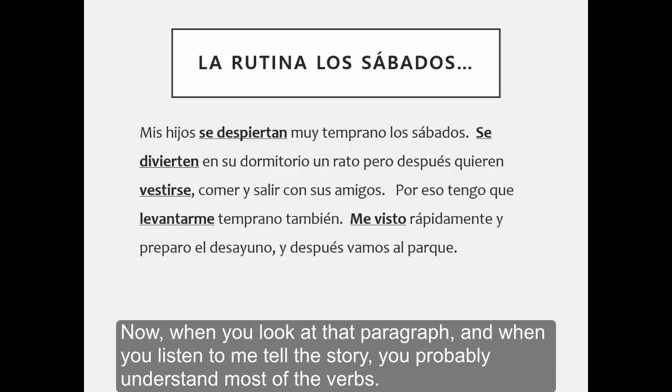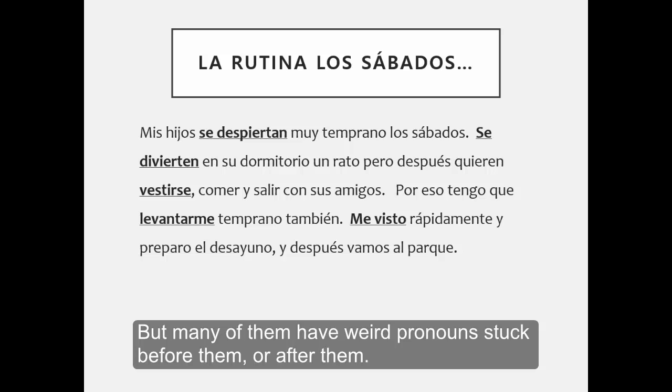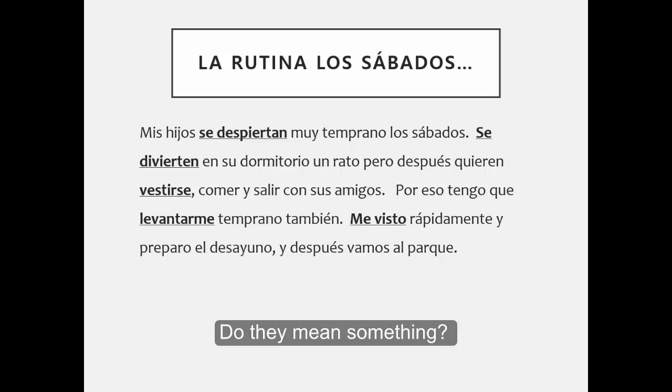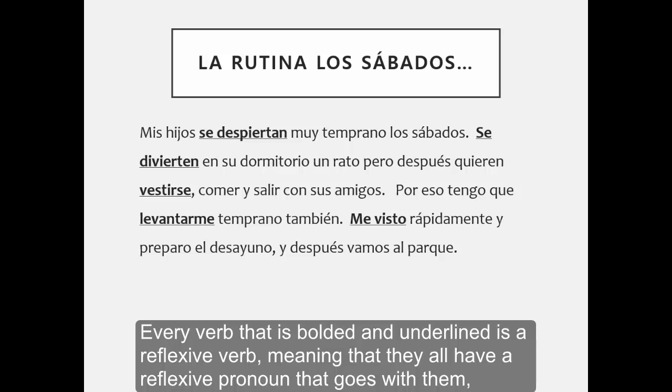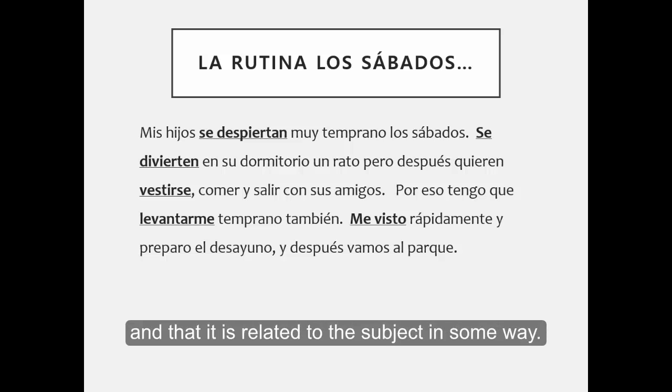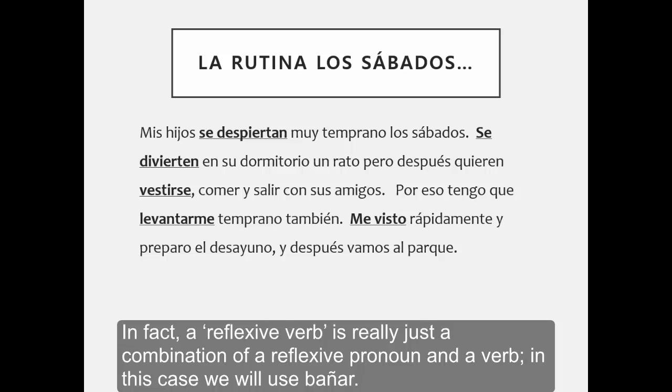Now, when you look at that paragraph and when you listen to me tell the story, you probably understand most of the verbs. But many of them have weird pronouns stuck before them or after them. Do they mean something? Are they meant to go there? Every verb that is bolded and underlined is a reflexive verb, meaning that they all have a reflexive pronoun that goes with them and that it is related to the subject in some way.